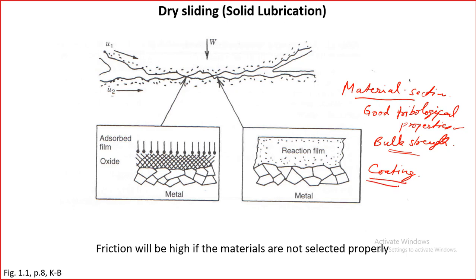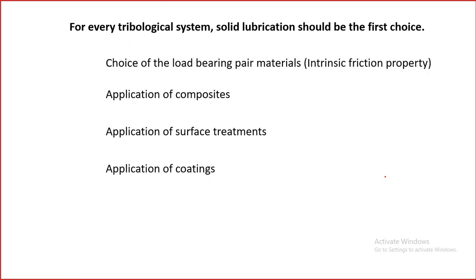In the case of coating, you do not rely on the bulk property, but you only utilize the tribological property of the material. For every tribological system, solid lubrication should be the first choice. There are many types of solid lubrication, and nowadays solid lubricants are used for almost all cases, even for journal bearings and even for rolling element bearings. The solid lubrication is used in the form of some coatings.